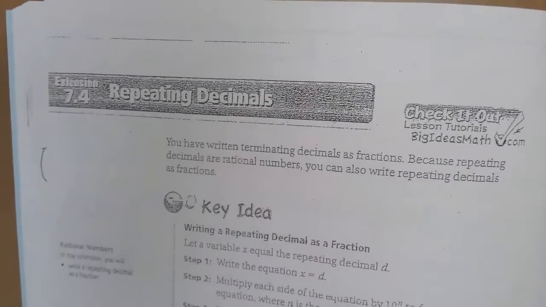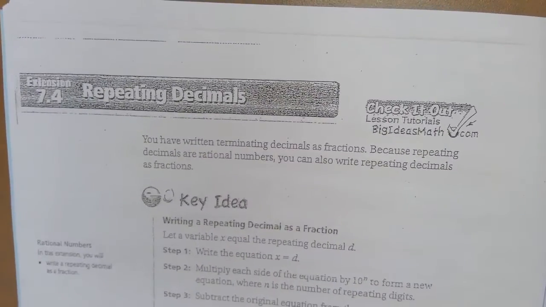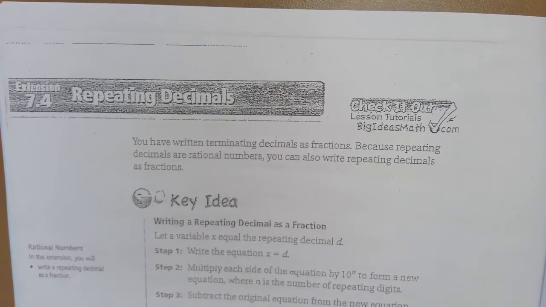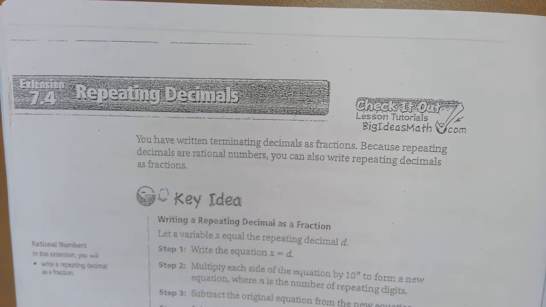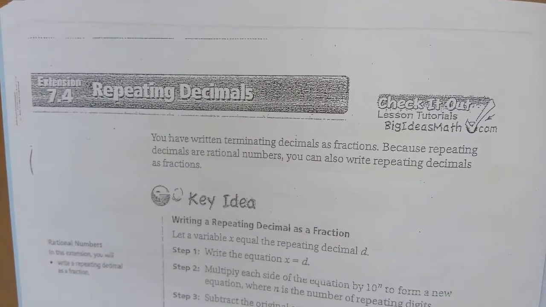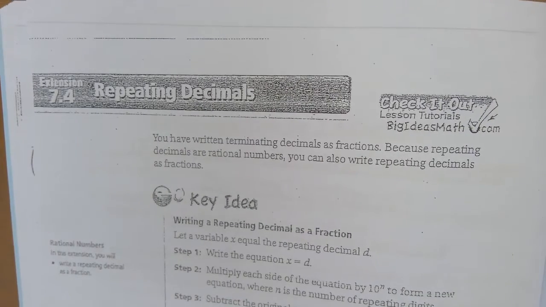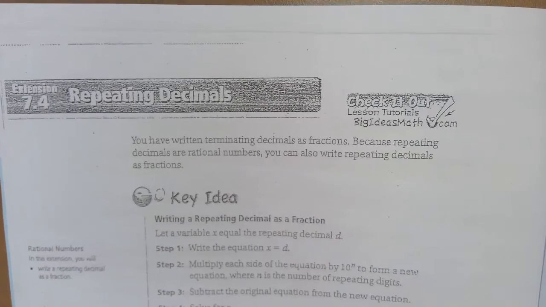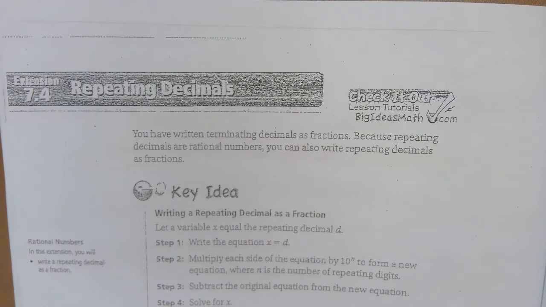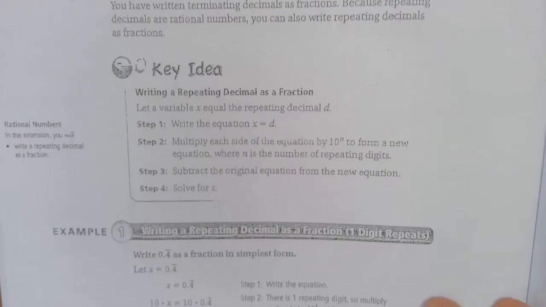Okay, you guys, this lesson is 7.4. It's an extension and it's repeating decimals. As we talked about, we can have a repeating decimal as a rational number, and that means that we can write it in fraction form or as a ratio. You've written terminating decimals as fractions, and because repeating decimals are rational numbers, you can also write repeating decimals as fractions.